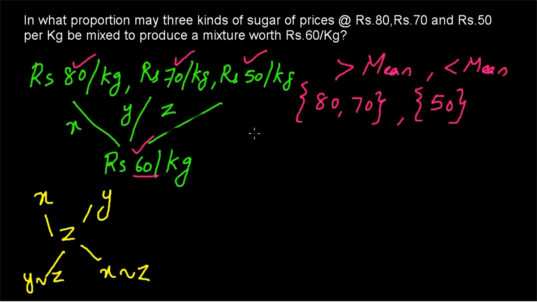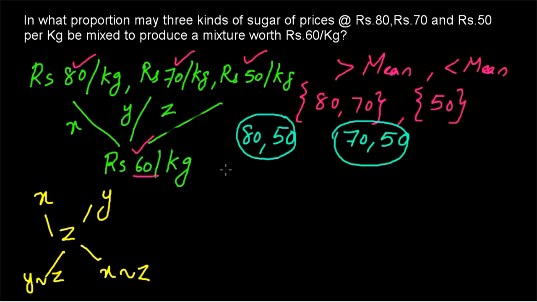The possible combinations to get a mean value of 60 are: 80 and 50 may be grouped together, one quantity greater than 60 and the other less than 60, and then only we get the mean as 60. The second combination is 70 and 50. These are the two ways in which these values may be grouped to get a mean of 60. Now we can apply the rule of alligation separately to each group. Let's see how it is done.